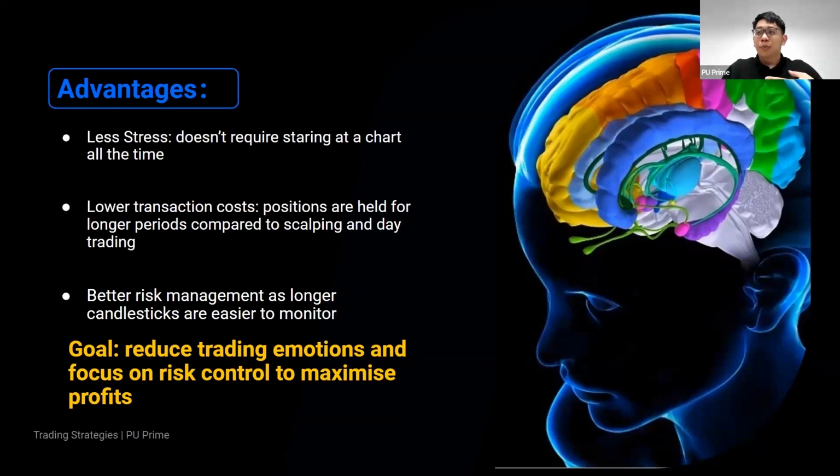And it will be better risk management because we are backed with fundamental analysis, and then we use a longer time frame. So a longer time frame actually allows you to cancel out some of the noise, right? So it will be better risk management for you. The goal is to reduce your trading emotions and focus on risk control, and also at the same time maximize your profit.